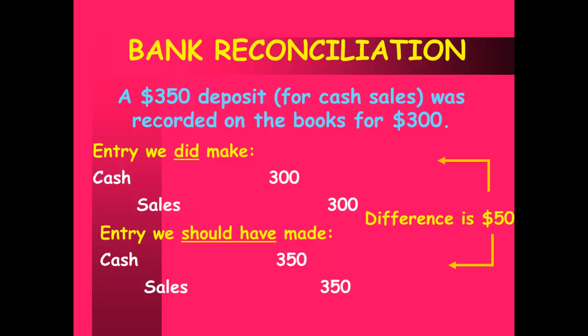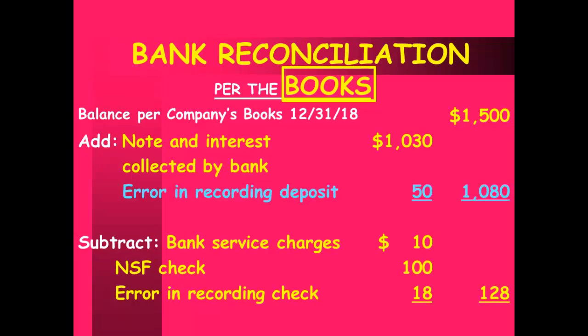What do you think? We are going to add it. Why is that? We debited cash for $300. Debiting cash makes it go up. We made cash go up by $300. We should have made it go up by $350. We did not make it go up by enough, so I've got to add the other $50. So on the book side, I need to add an additional $50 for the error in recording the deposit. So we're going to list that under add.